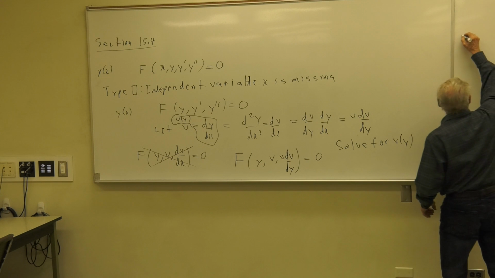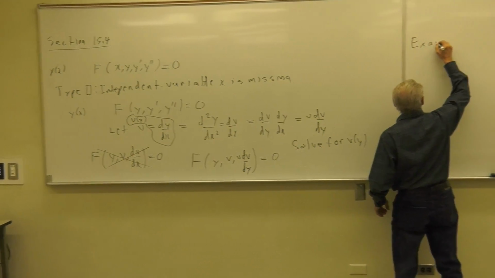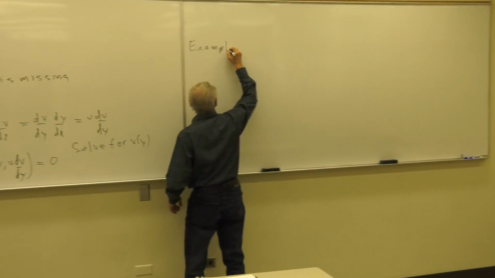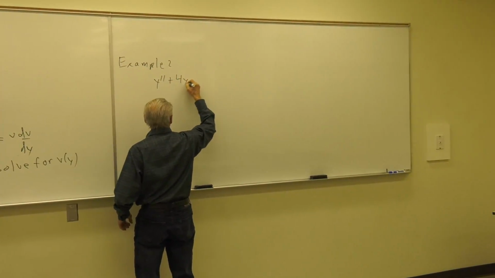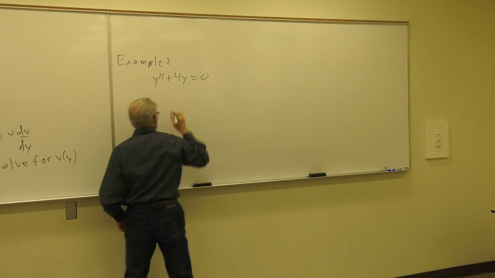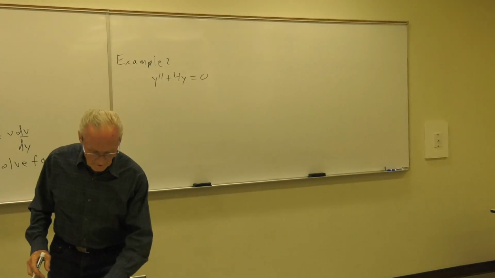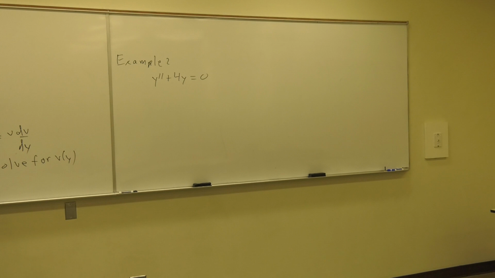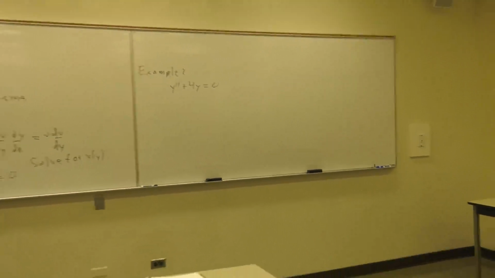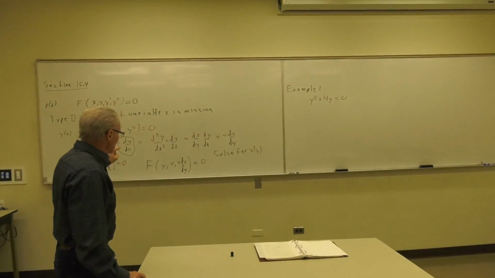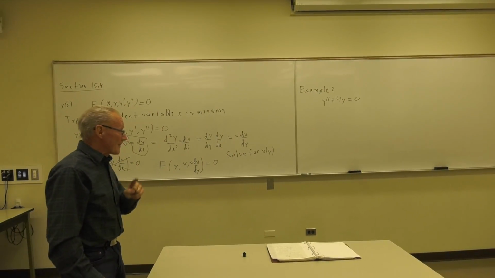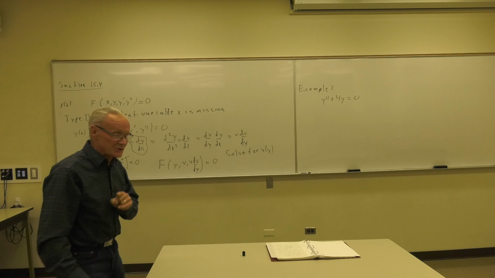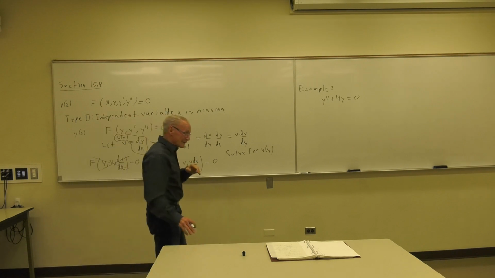Example 2. y double prime plus 4y is equal to 0. Now, this example has two purposes. One, to show you that this technique will work. Two, to illustrate that there are sometimes better ways to solve a problem than you might first think about.